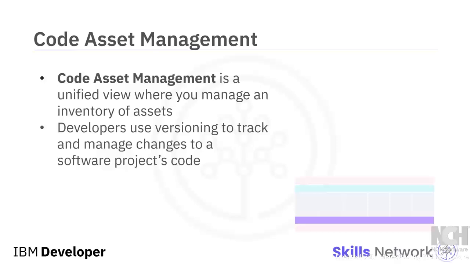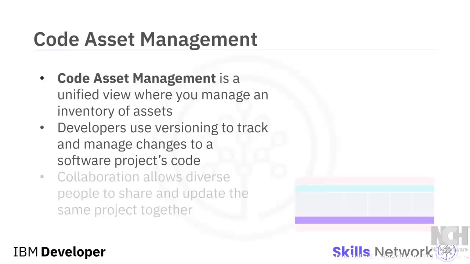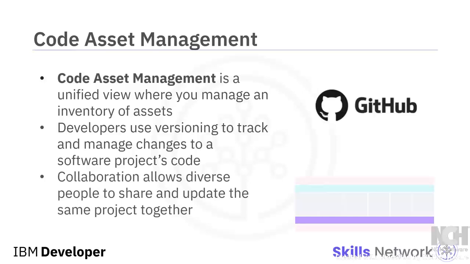And when working on a model, teams use a centralized repository where everyone can upload, edit, and manage the code files simultaneously. Collaboration allows diverse people to share and update the same project together. GitHub is a good example of a code asset management platform. It is web-based and provides sharing, collaboration, and access control features.